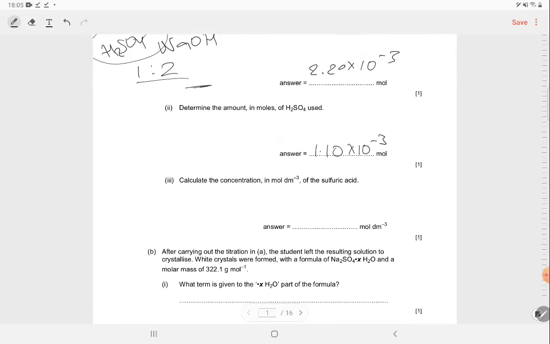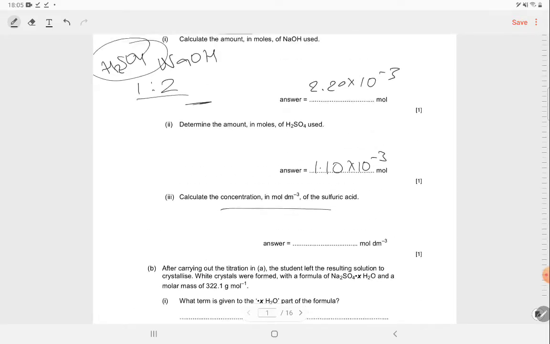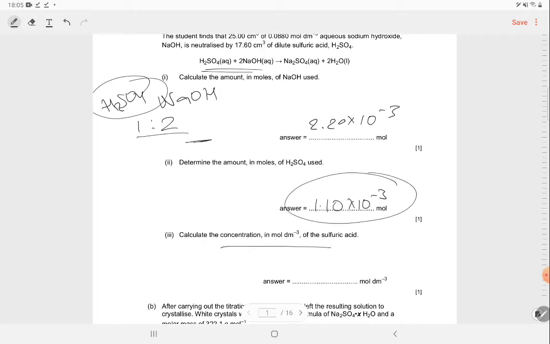Okay, and then it says calculate the concentration of the sulfuric acid. So now you've got the number of moles. Always go back to the formula that you already have: C times V over 1,000. You need to work out the concentration. They've already given you the moles, and they've given you the volume as well, which is here. You only need to work out the concentration.